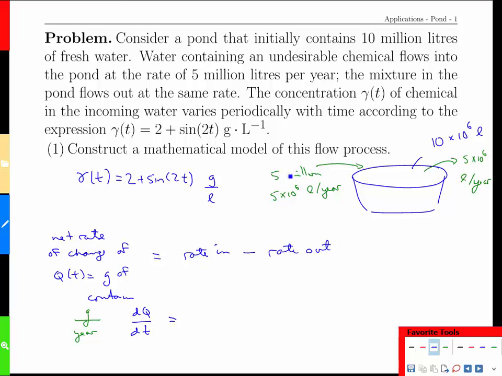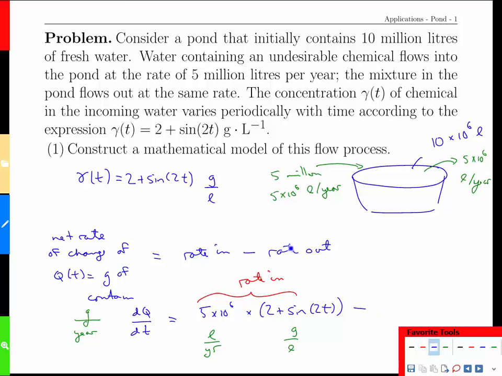The rate in is also going to be in grams per year, and we can see that as the 5 million, or 5 times 10 to the 6th, times 2 plus sine of 2t. Again, the units here, this is liters per year, and this is grams per liter. And the product there gives us grams per year. All of that is our rate in.